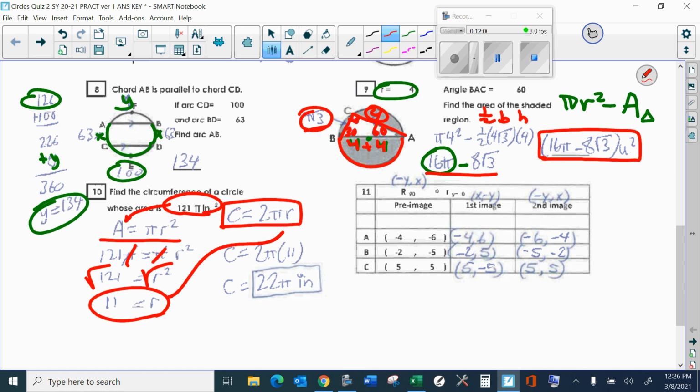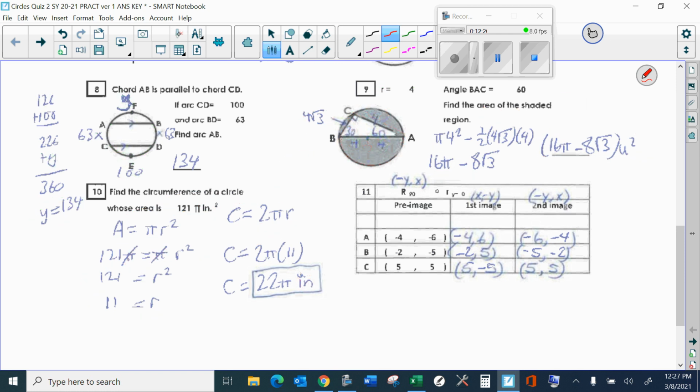Now I can take that r equals 11 and substitute it in there. And so I get circumference equals 22 pi inches. Go back and find the units: inches, not inches squared, that's area. Circumference is just a straight distance around the circle. So it's degree 1.